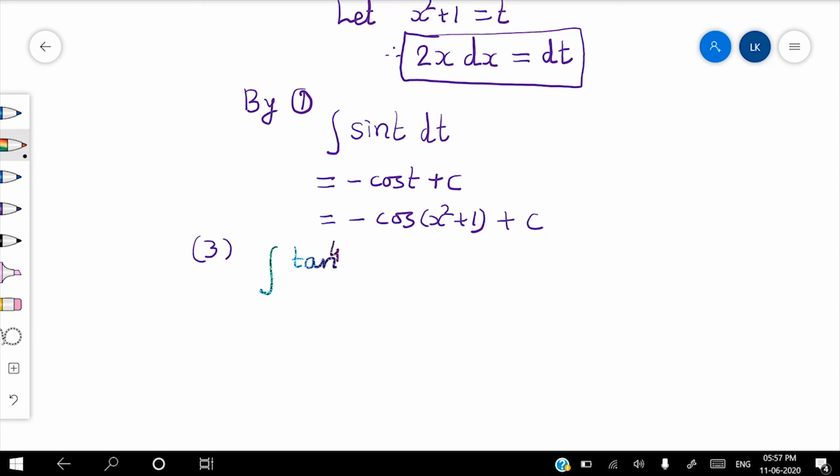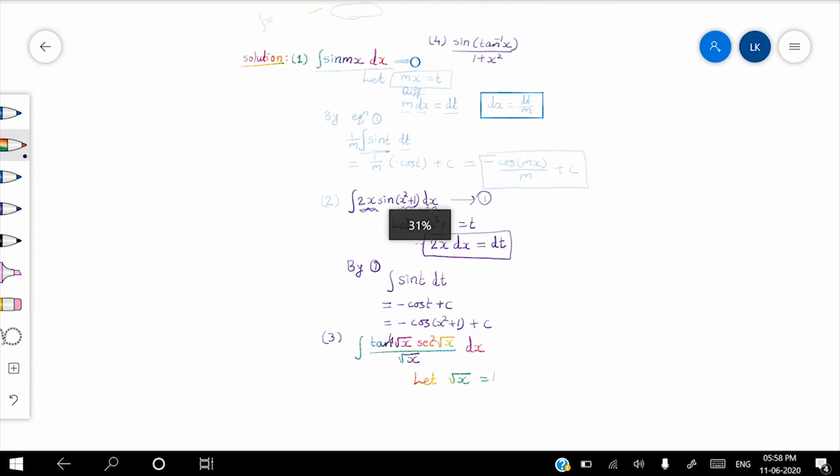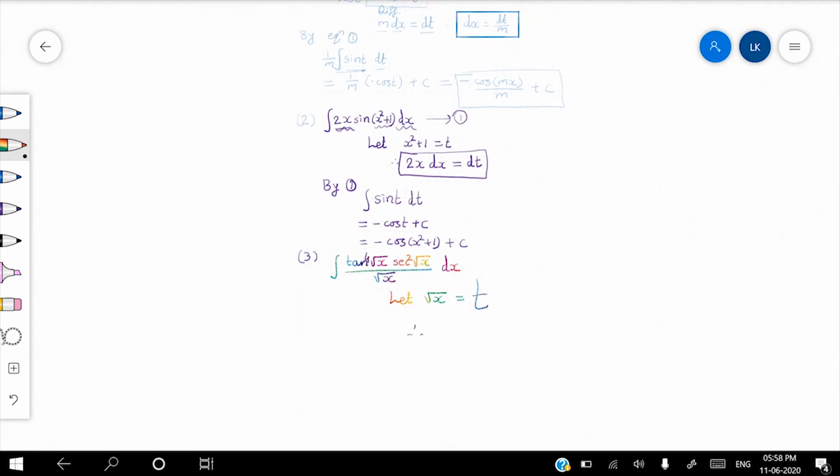What is the third one? Integral of tan raised to 4 root x into sec square root x, whole upon root x with respect to x, that means dx. What should I assume here? Tell me the substitution. Yes, here let us assume root x is equal to t. What is the derivative of root x? Correct. 1 upon 2 root x. Again derivative of x, it is dx equal to derivative of t is dt.